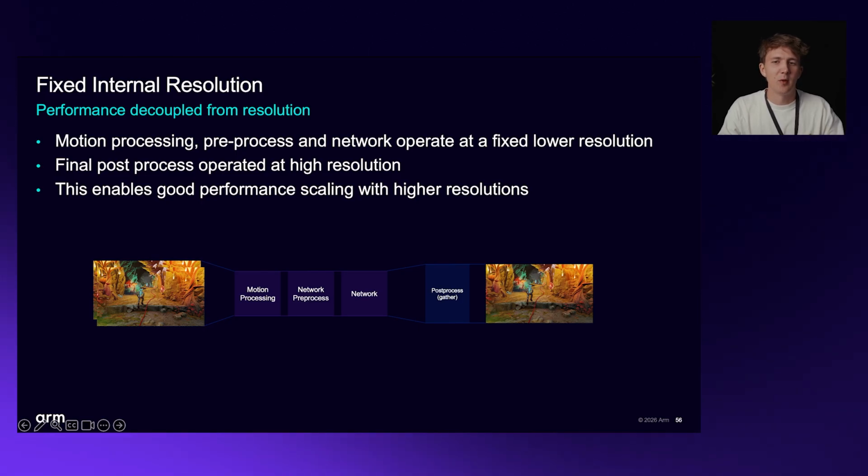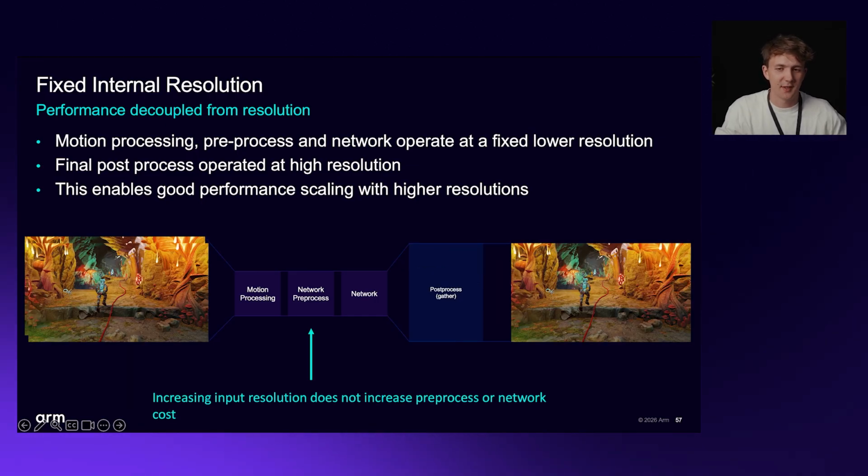The second part of the mobile design is we keep most of the pipeline at a fixed, lower internal resolution. So the motion processing, the network pre-process, and the inference all run at the same fixed internal size, and this keeps the cost of these stages predictable rather than allowing it to grow with the render resolution. And this means that only the final post-process runs at output resolution, so that is the gather and the composition step. This only runs at full res.